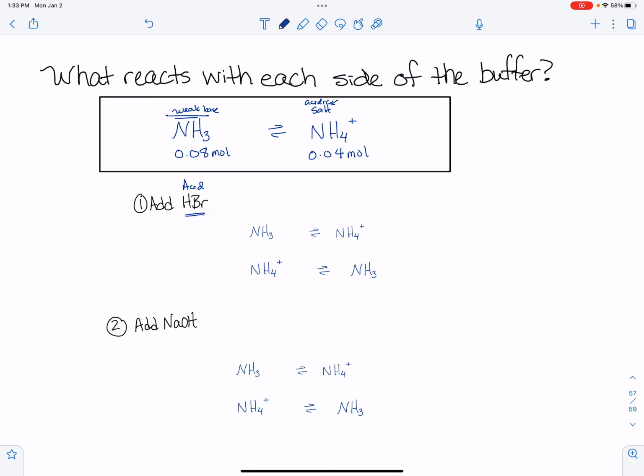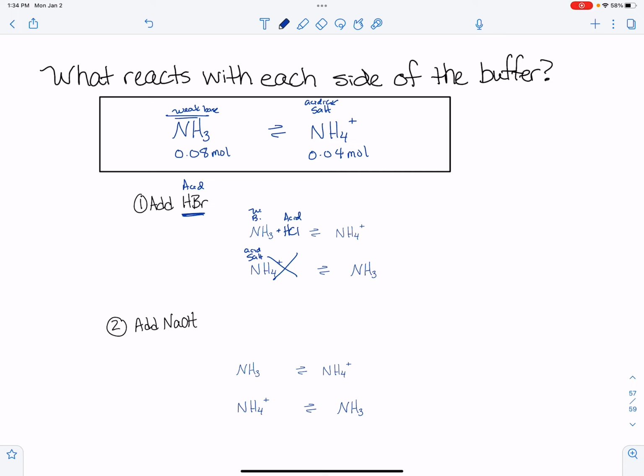An acid is going to want to react with the base because this is an acid and this is a weak base. It's going to want to react. It has no interest in reacting with an acidic salt. So just know that the acid will always react with the basic thing.